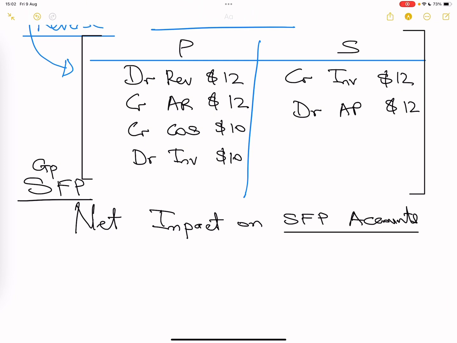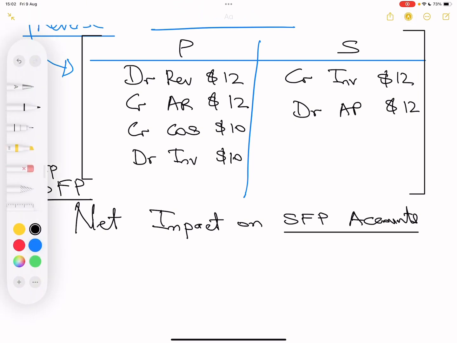First of all, let's identify our SFP accounts. So we know that this is an SFP account, this is an SFP account, this is an SFP account, this is an SFP account. This one and these ones are not SFP accounts. They are P&L accounts. So which means they will not only affect P&L, but they will also affect SFP. However, our retained earnings is the SFP account they will both affect. So let's list the accounts that are affected now.